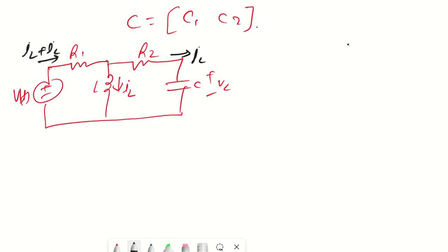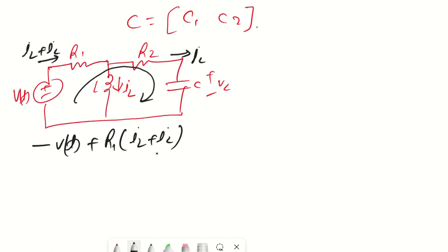Now, let us write down a loop equation, KVL, the voltage loop equation. It will be minus VT plus R1 times the total current across it, IL plus IC, plus R2 times IC, which is the total current across R2, then plus the voltage across the capacitor, VC, which is equal to 0. So this is my complete equation.